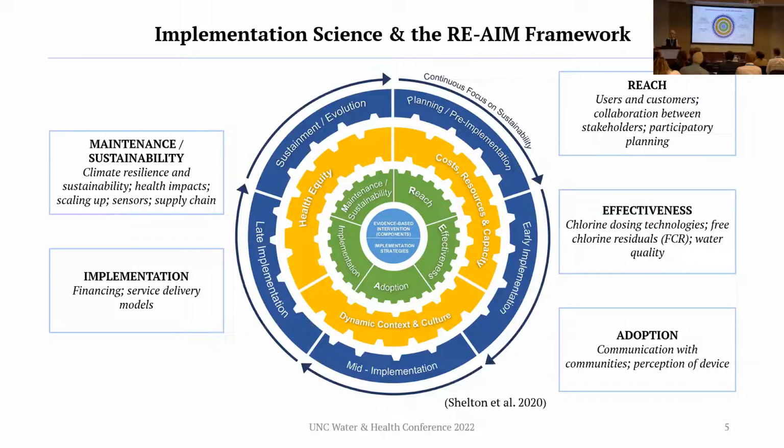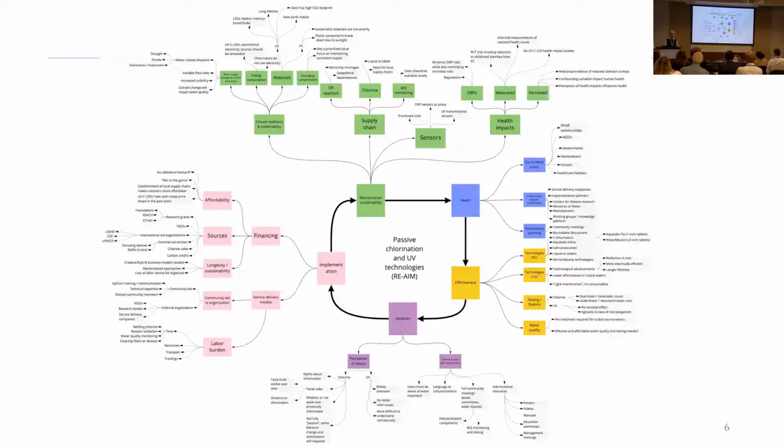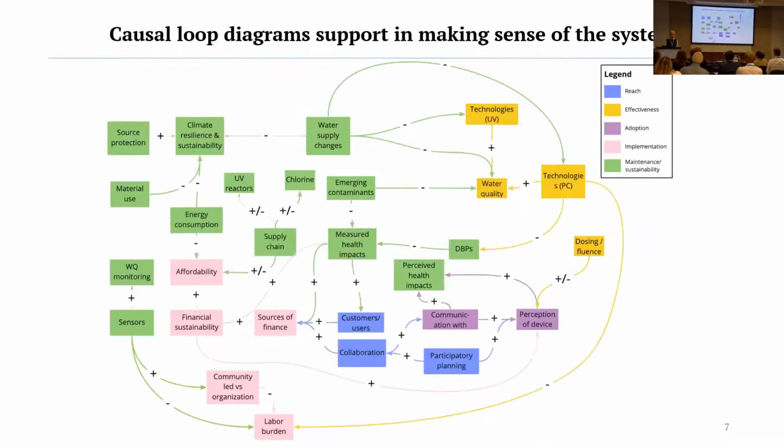Implementation involves financing structures and service delivery models. And then finally, maintenance and sustainability involves a number of components ranging from climate resilience to supply chain, sensor research, etc. So going back to this big map, how did I make sense of it?